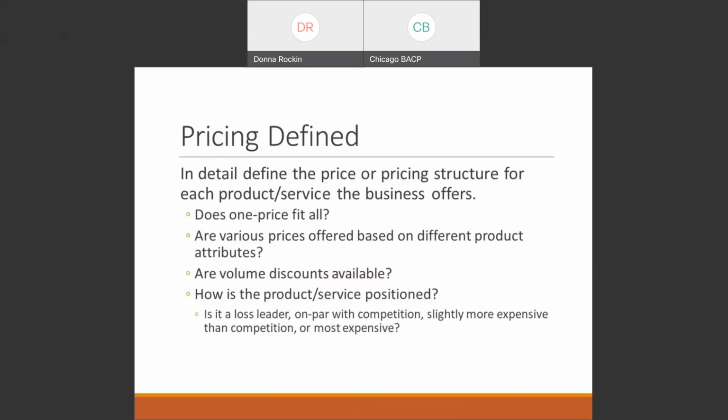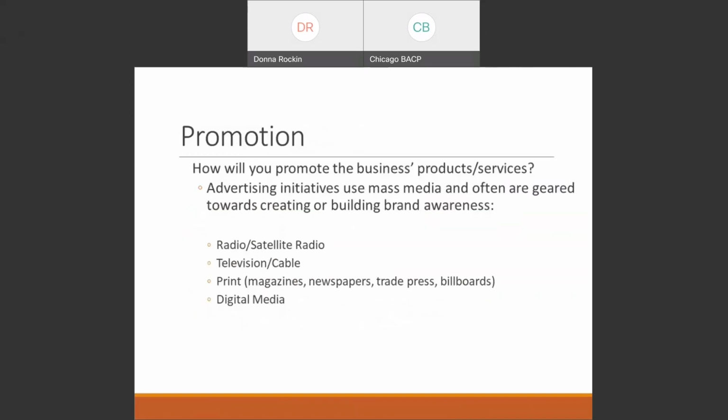And that's why I'm sure that Tesla is not happy that all its competitors are coming out with electric cars that I'm sure will cost less than a Tesla. So promotion: how will you promote the business's products or services?